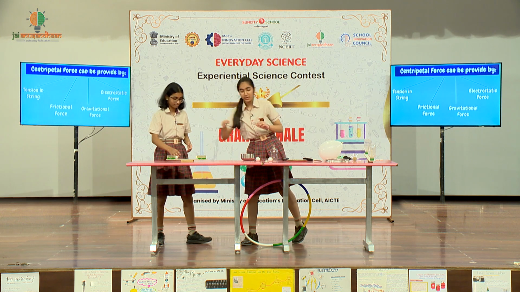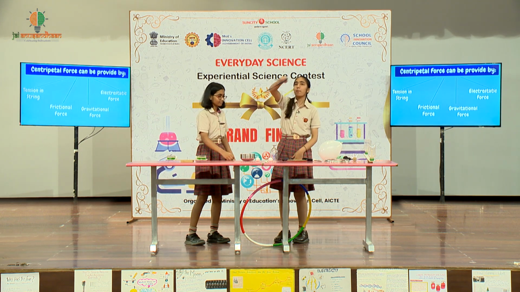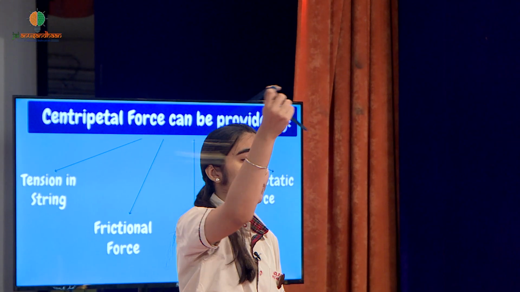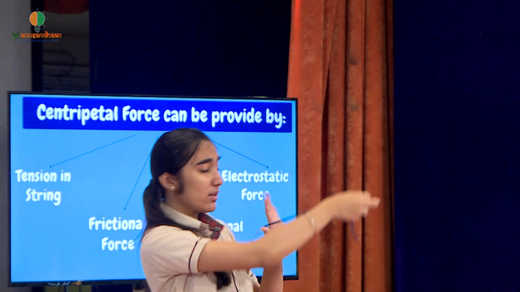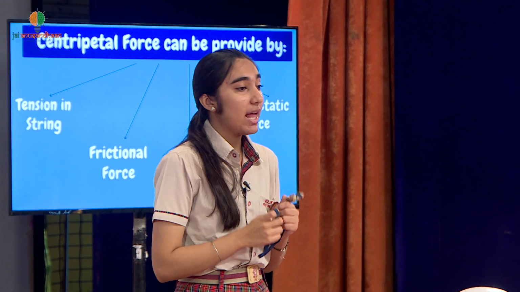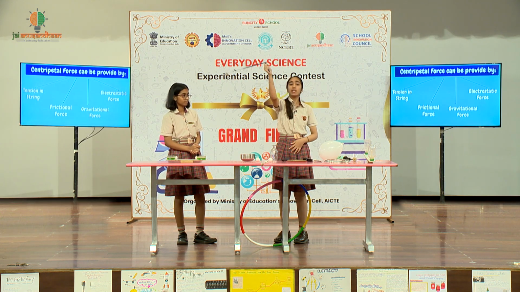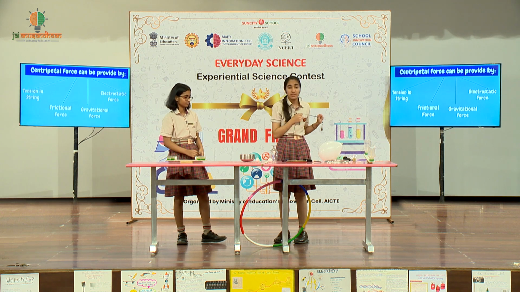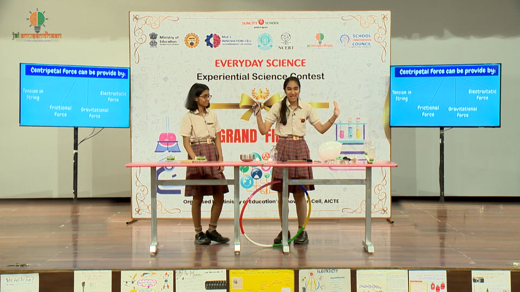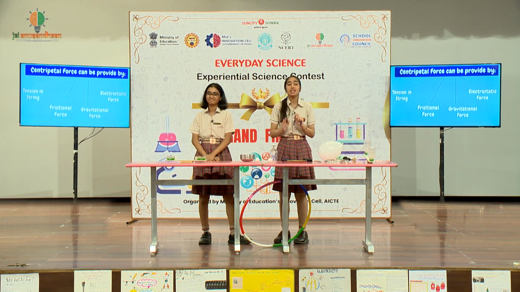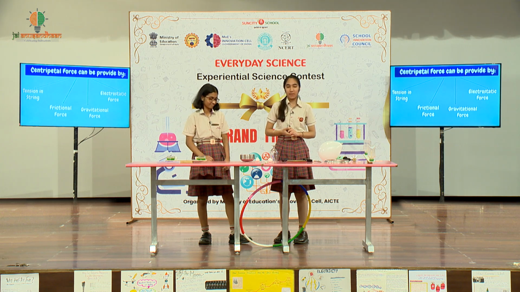Let's demonstrate the first one for you. We'll simply spin this object around. So basically, the object is spinning because of the tension in the string. And as soon as I stop spinning it, you can see that it will go tangential to the circular path. I'm not leaving it because it will fly away right now. So in this case, the tension is the agent for the centripetal force.